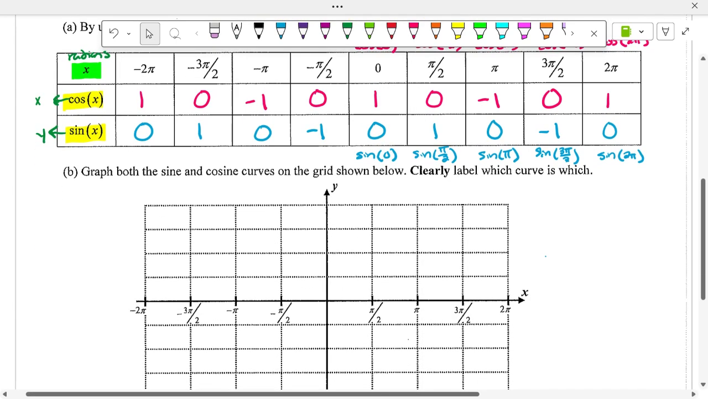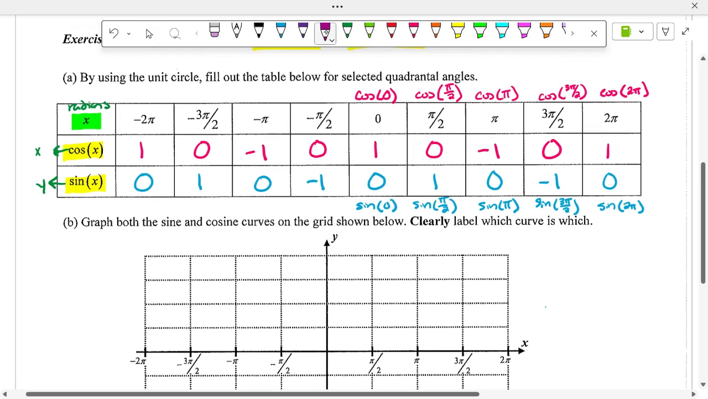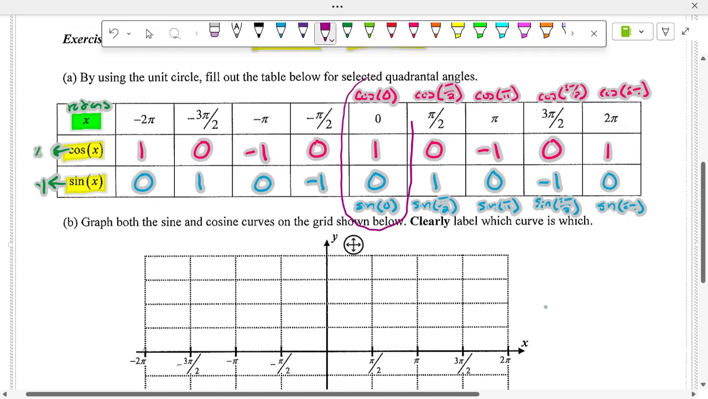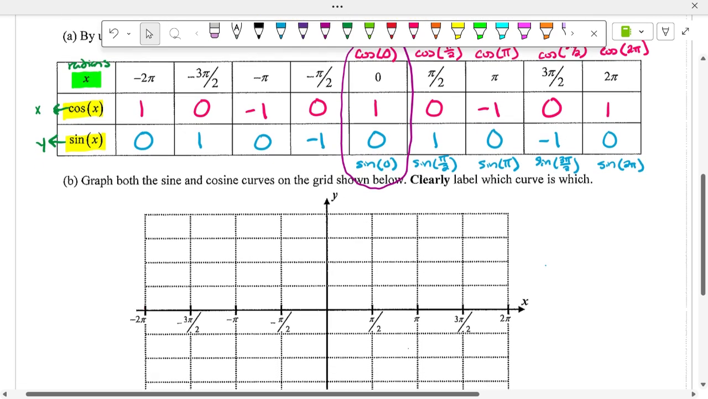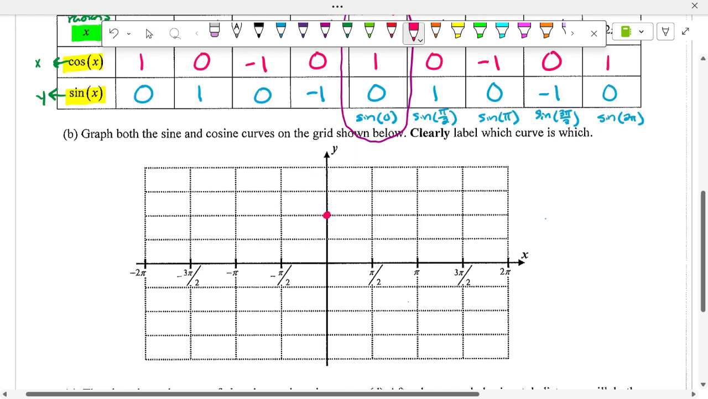Now I'm just going to graph these points. So I'm going to do cosine first. So at -2 pi, I always tell my kids to start in the middle. So start on the y-axis. So I'm going to start with this at x equals 0. That's where I'm going to start. So at x equals 0, cosine is 1. Then pi over 2 is 0. Pi is, oh, that's not 1. This is 1. Pi is -1. 3 pi over 2 is 0. 2 pi is 1 again.